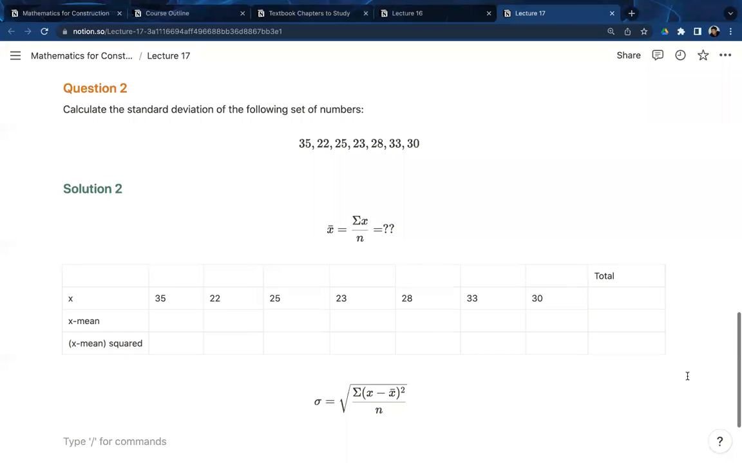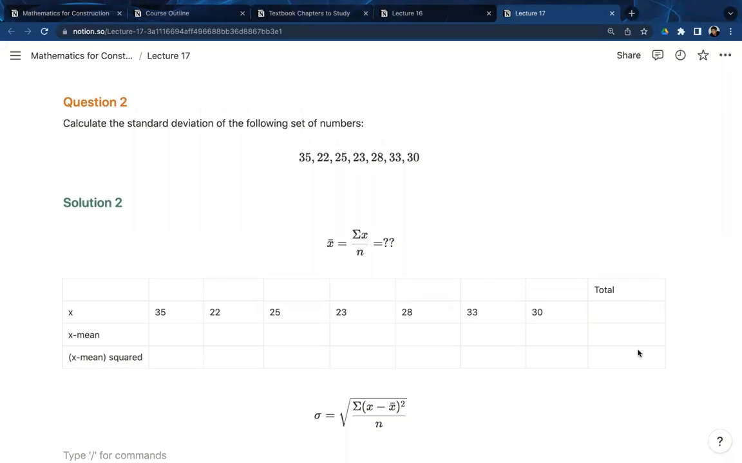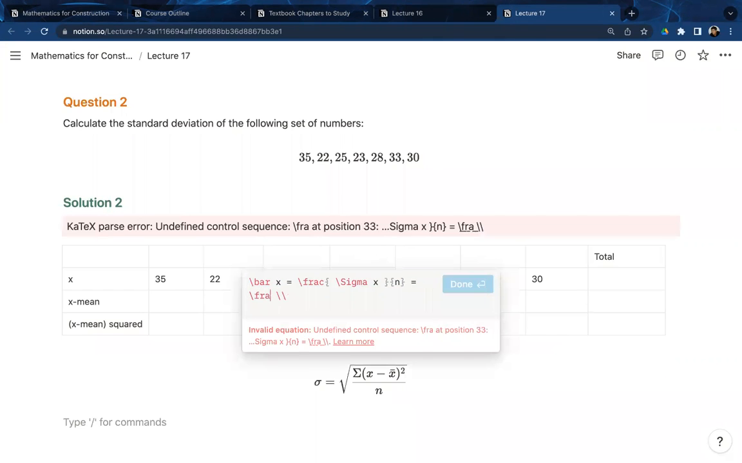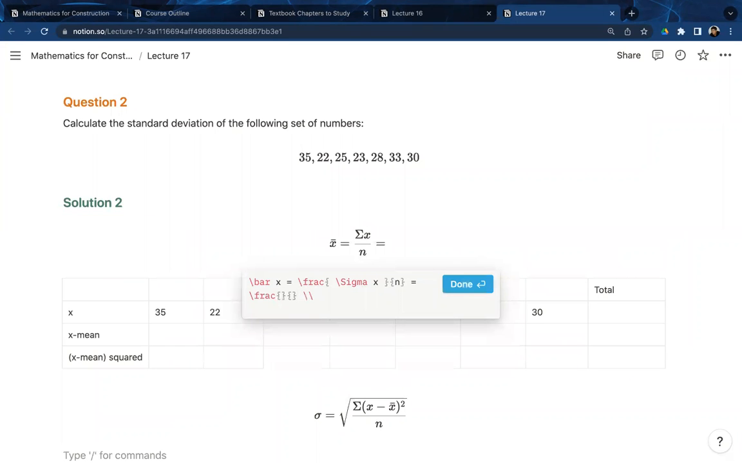All right, so let's try to do this question here. How do you find the mean? Let's find the mean. You add up all the numbers, and you divide by 7. 1, 2, 3, 4, 5, 6, no, 7. Right?